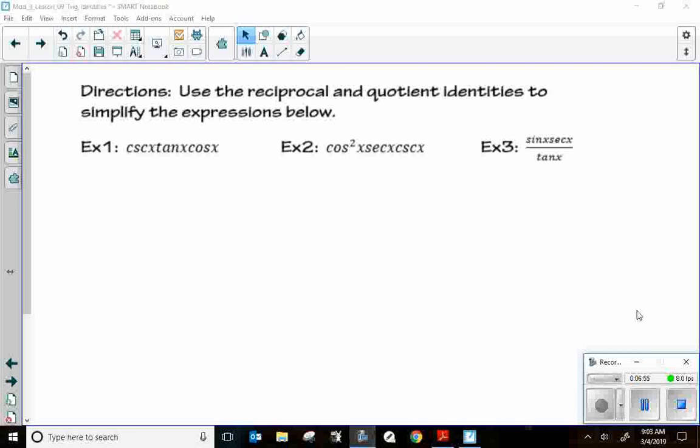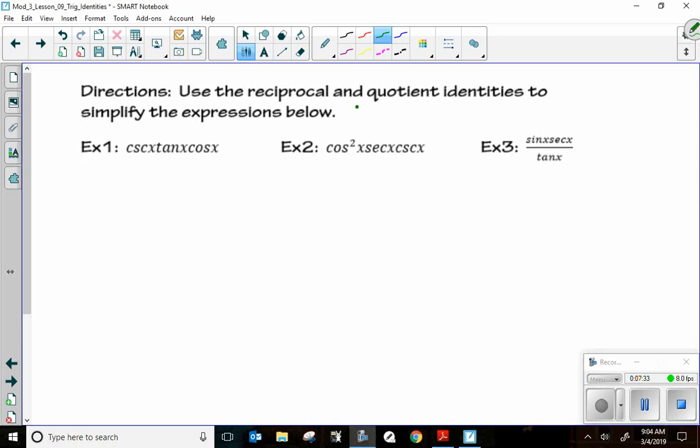Okay, so let's do some of these things. Let's actually apply these and you can see what this whole big spiel is about. Directions: use the reciprocal and quotient identities to simplify the expressions below. So we have some expressions, we're simplifying them. It's not asking us to find the sine of any angle in a triangle or anything like that. We are simply simplifying them. That's the difference between using SOHCAHTOA and the identities below here. So my advice to you is whenever you have these things, 95% or 99% of the time, you want to change everything so that it's in sine or cosine form.